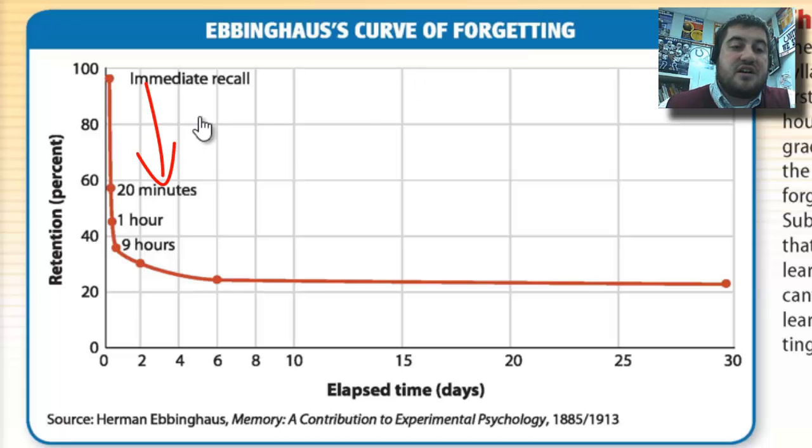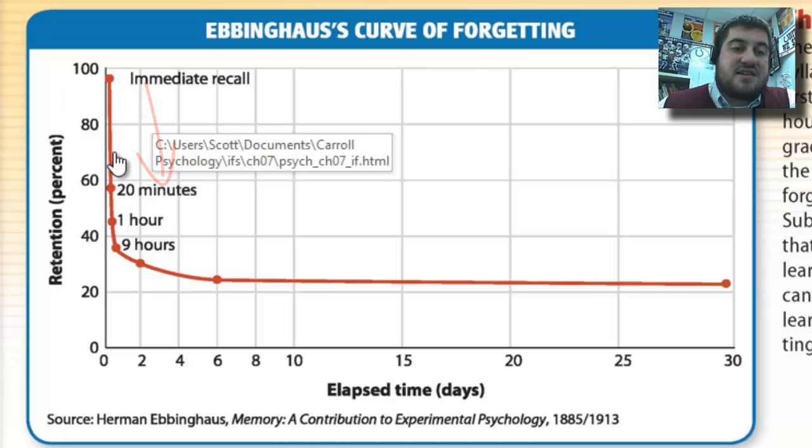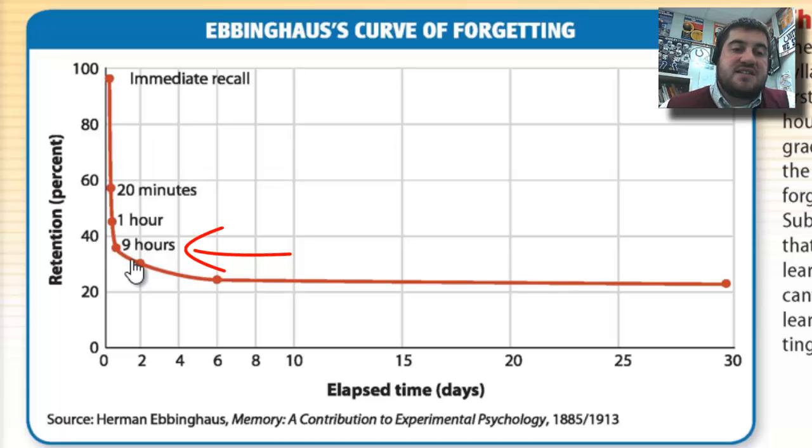You can see down here, immediate recall, you get close to 100%. At 20 minutes, we are down to less than 60% recall. The 1 hour mark, we're below 50%. 9 hours, we're below 40%. But then it kind of evens off, and it becomes more gradual. And even 30 days later, most participants can remember at least 20% of the nonsense syllables.